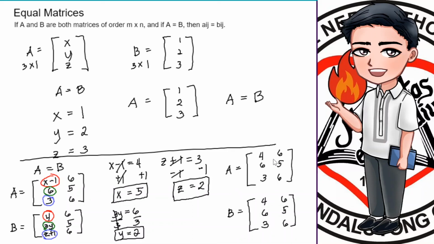Now, check our two matrices. Do they have the same elements? If your answer is yes, then you are correct. Matrix A and matrix B are indeed equal. Both of them consist of the same elements.